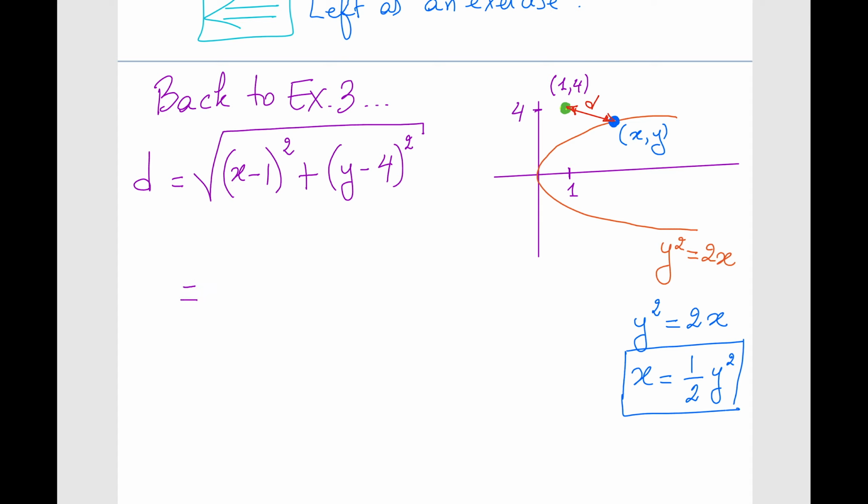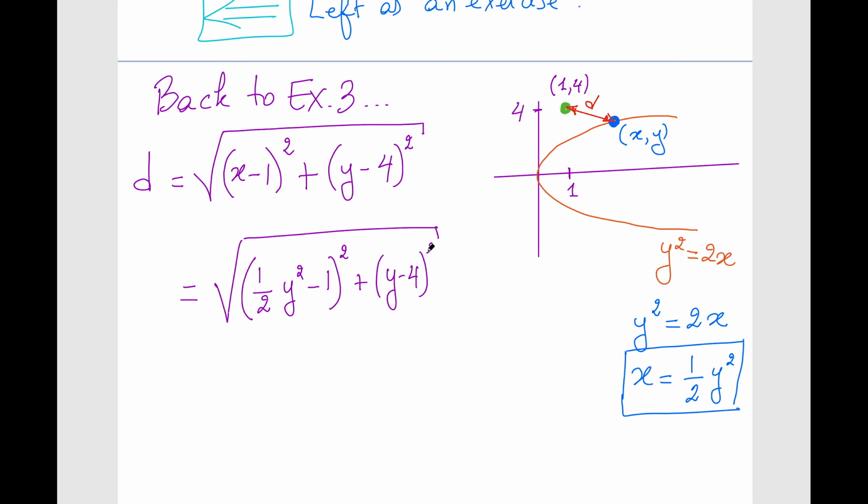So this gets us to the square root of... So d is the square root of (half y squared minus 1) squared plus (y minus 4) squared, right? And this is then a function in one variable, which is y. What do I want to do? I want to minimize d. To minimize d, right?